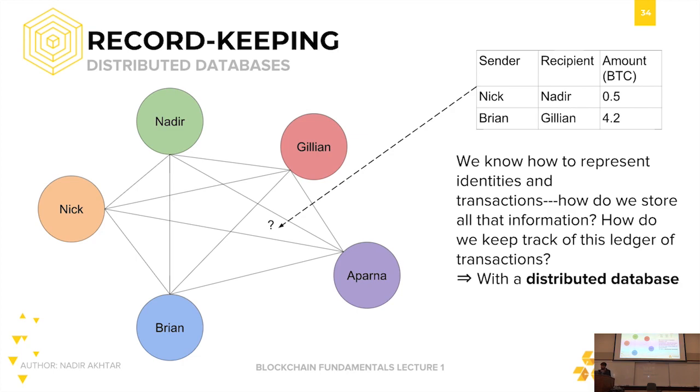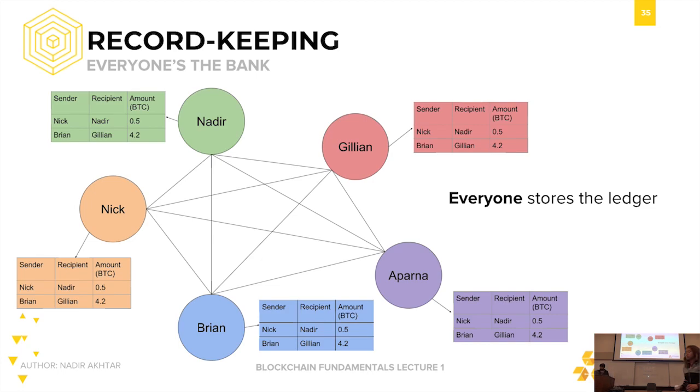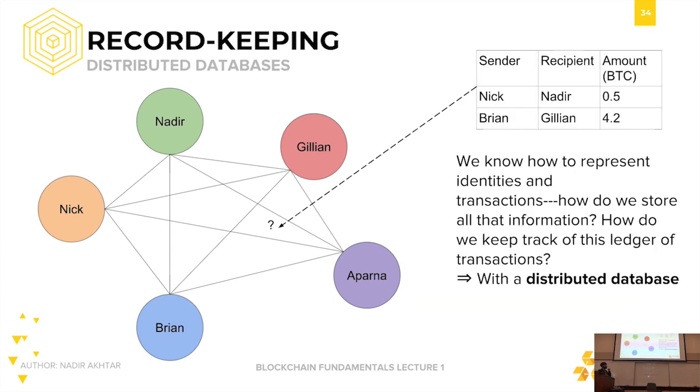With a distributed database. So for simplicity, there's only 5 people in this network. Myself, Brian, Gillian, and the other people involved in education. And this table right here is a simplified version of what the blockchain looks like. But keep in mind, we're just considering, where does this information actually live? In Bitcoin, every single person is the bank. Every single person stores their own version of the ledger. We don't have this one magical point in space where we look to for information about Bitcoin.